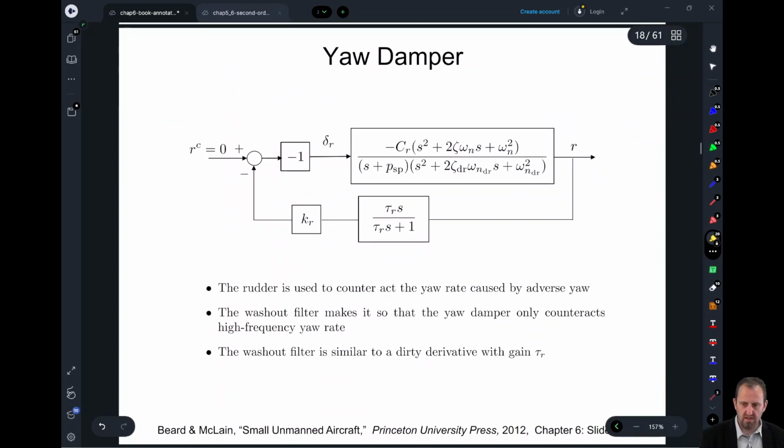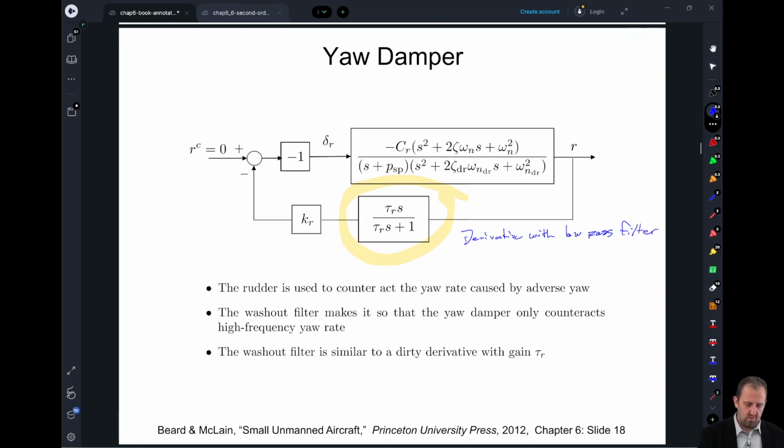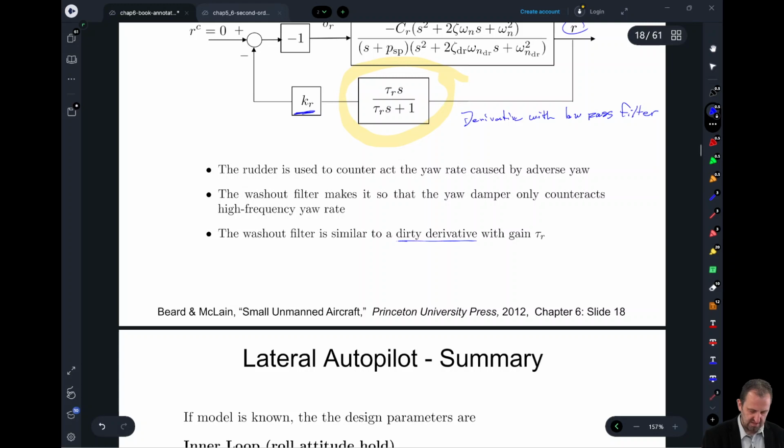The other part of our lateral control is that we're going to add a yaw dampener. If we look at this control right here, all this is just a derivative with a low-pass filter, so it won't get all the high frequency content that's coming from our roll rate, which can be quite high frequency and have a decent amount of noise in it. So we filter it, and then we just apply a gain, and all we're doing is adding dampening to our roll rate. This type of derivative is known as a dirty derivative, and it helps us counteract the adverse yaw effects.